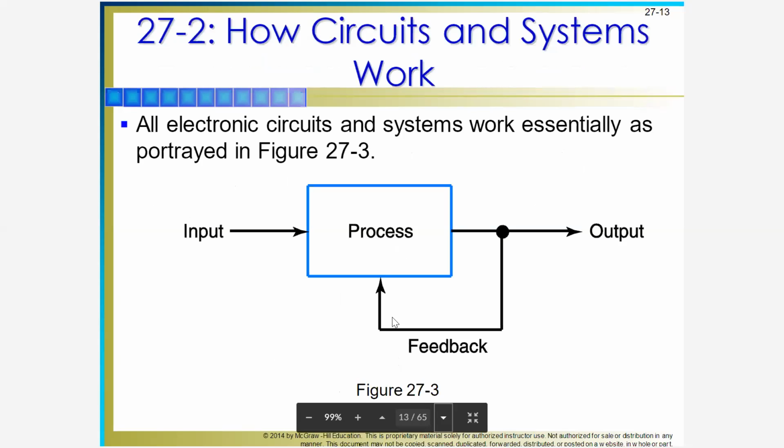Okay, this is an example of a block diagram. As I said before, an electronic circuit and system work essentially as portrayed in this figure. We have input. Input is your goal. For example, if your input or set point is 18 degrees Celsius on your remote control, then the remote control will process it. Then the output will be 18 degrees. But as you can see, for example, the temperature is 20 and you want 18, it will change to 19, then 18.